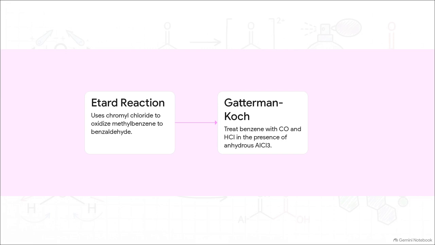Second, the Gatterman-Koch reaction. This is just a brilliant way to slap an aldehyde group directly onto a benzene ring, using carbon monoxide and hydrogen chloride gas with a catalyst. Both of these are huge for your exams, and they happen to be exactly how we synthesize the artificial almond and cherry flavors you taste in your favorite candies and baked goods.